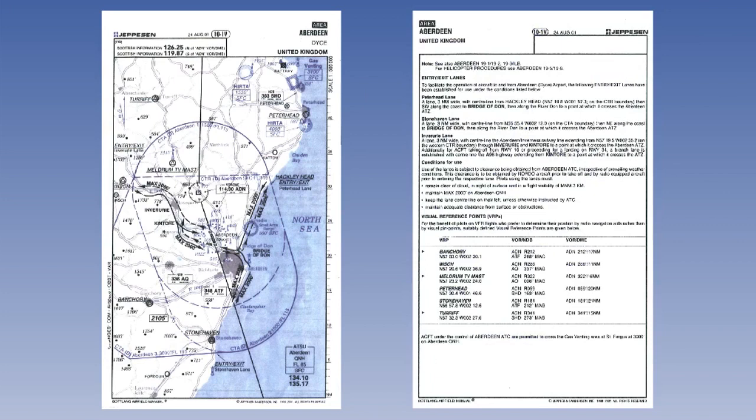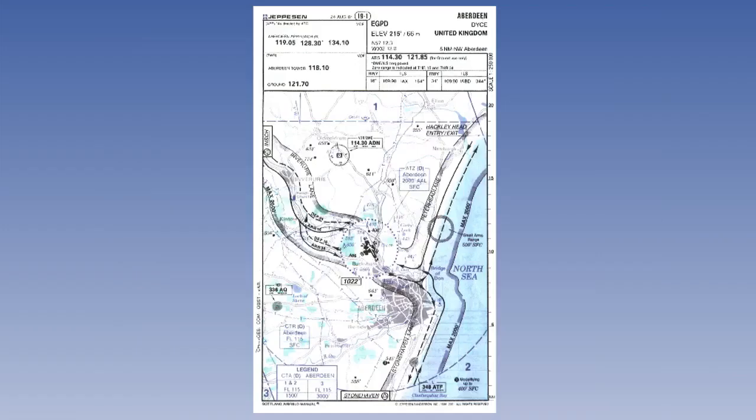The reverse of the chart is a text version, giving a description of the entry and exit points, their conditions for use, and the visual reference points. The next chart in the series is 19.1, which is the visual approach and departure chart in a larger scale. In this case, 1 in 1/4 million.